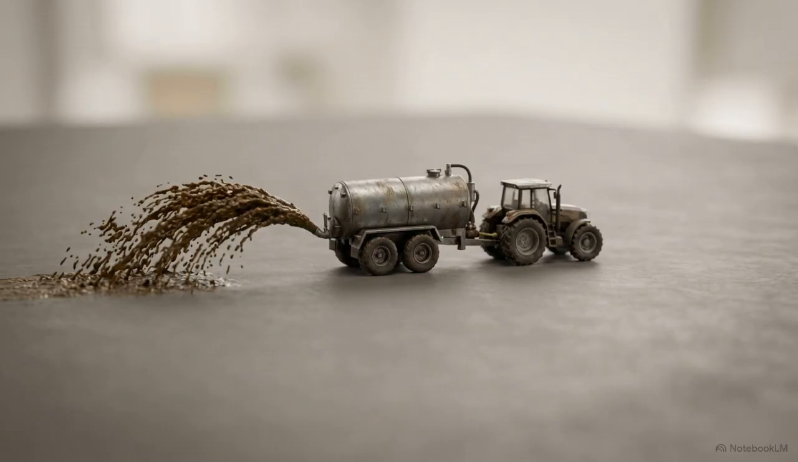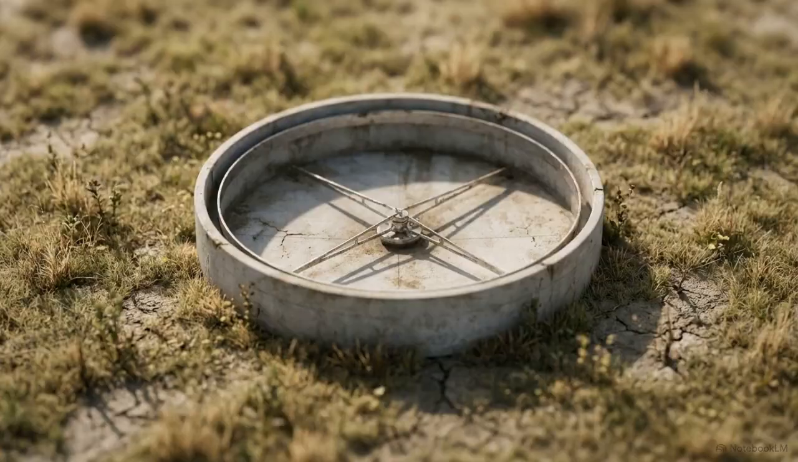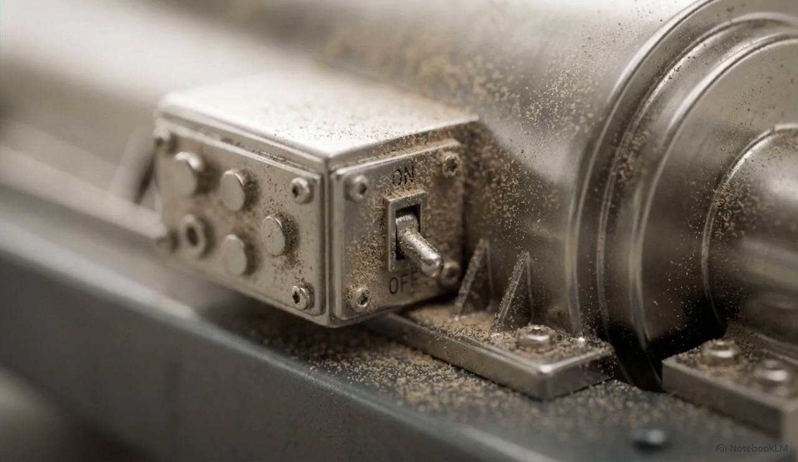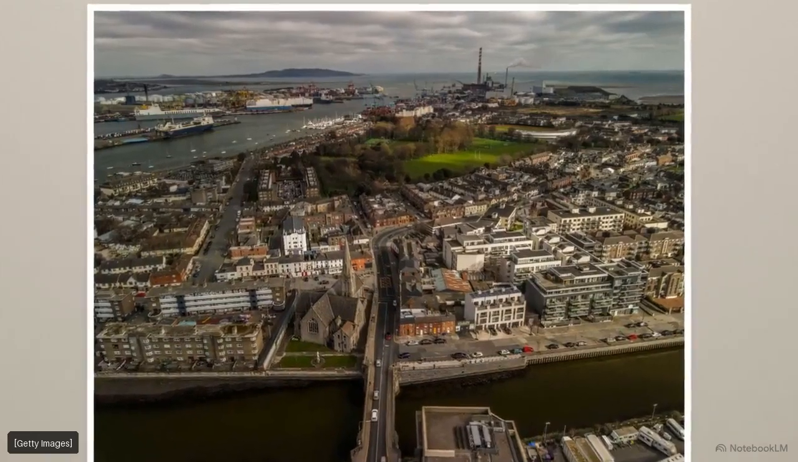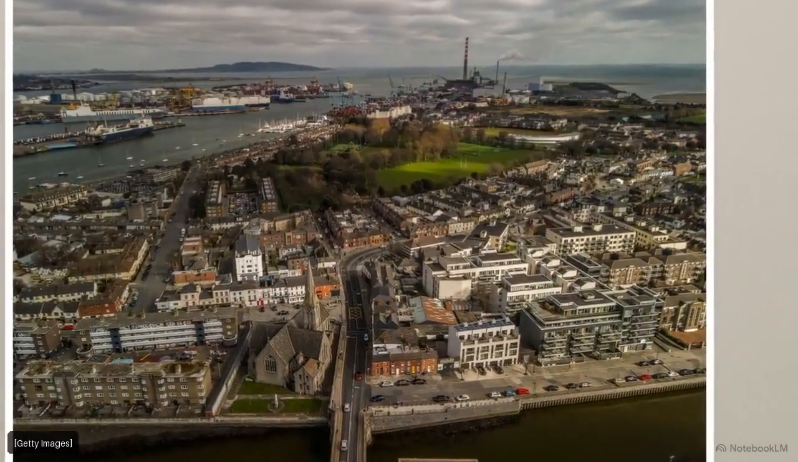Outside of the basic agricultural spreading of treated sludge, true multi-resource recovery is exceptionally rare. Most plants simply do not have the user base to justify the capital expense. The singular exceptions in the data are massive centralized hubs, like Cork Harbour or the Ringsend facility in Dublin, shown here.